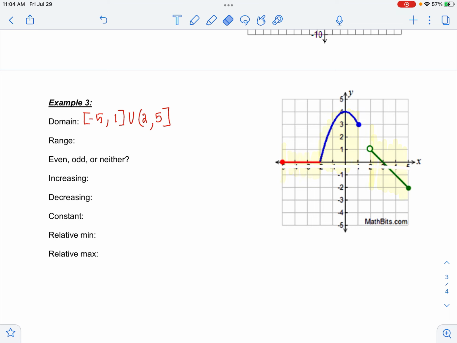Bracket on my 5 because there is a value at 5. All right, let's do range. Lowest it goes is right here at -2. There's no arrows pointing down, right?